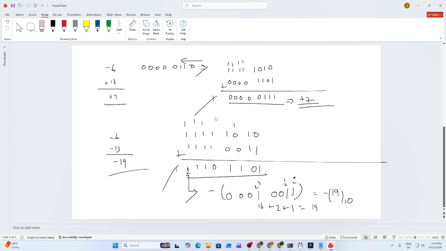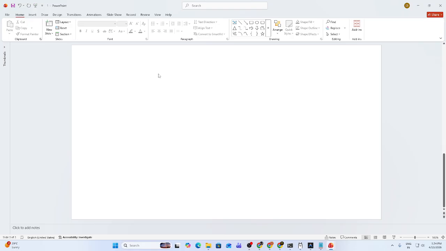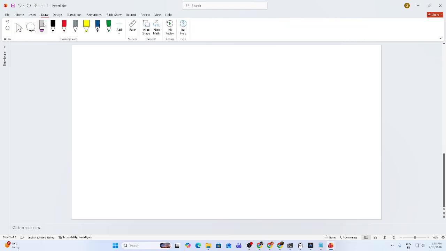Similarly, what to do in case of 2's complement subtraction? Let us take a use case for 2's complement subtraction. For example, I want to do the 2's complement subtraction of minus 6 minus minus 13. So what to do here? You know that the result is plus 7, but how to get this?